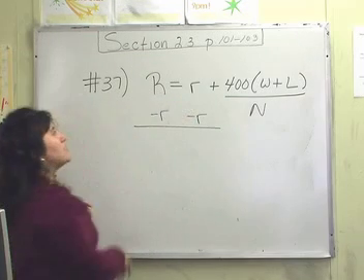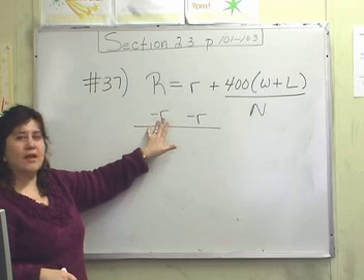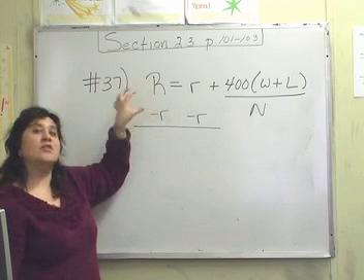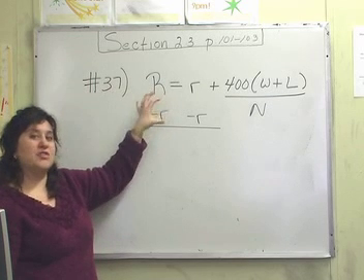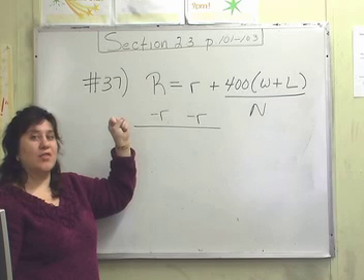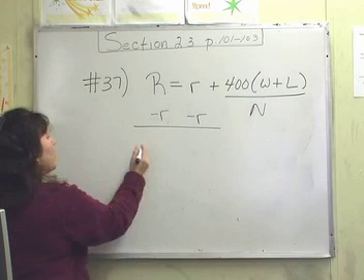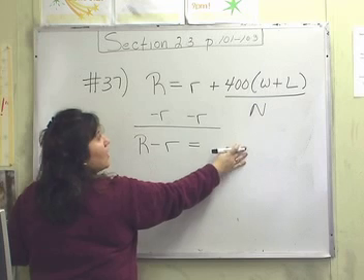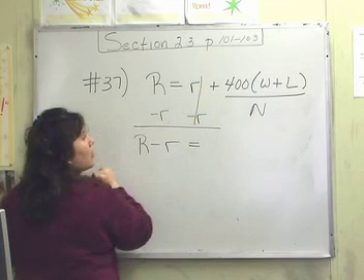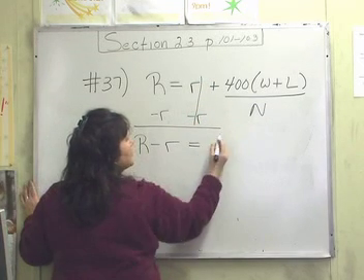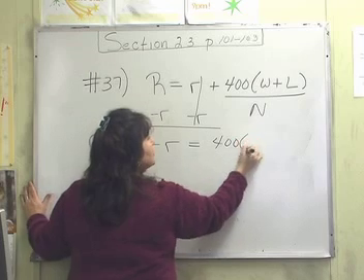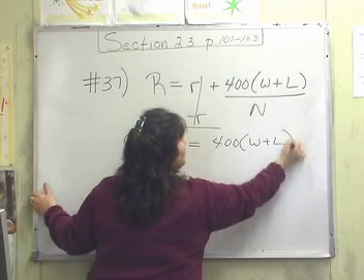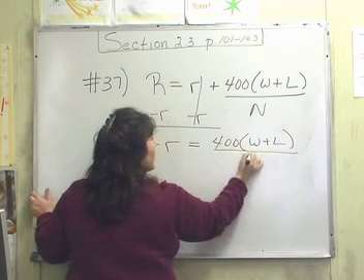On the left-hand side, the capital R and the lowercase r indicate that these are not representing the same information. Therefore, we do not look at them as like terms. R minus r gets rewritten as such. On the right-hand side, R minus R is 0, and we're left with this expression: 400 times the quantity W plus L divided by N.